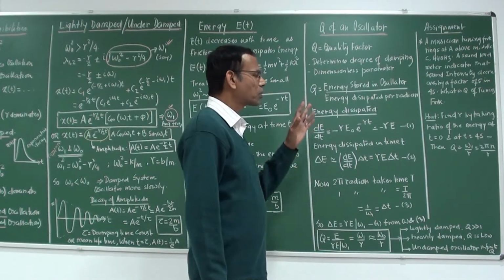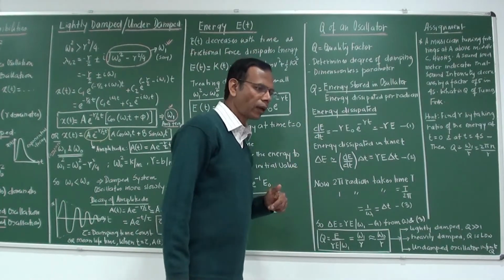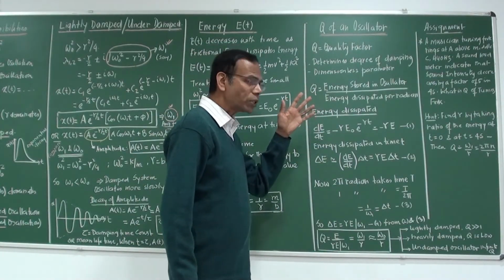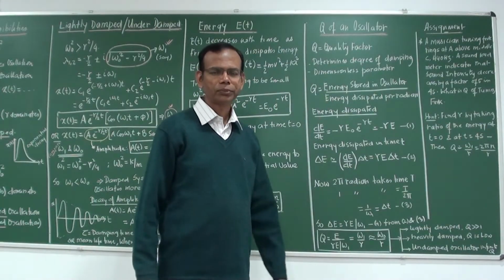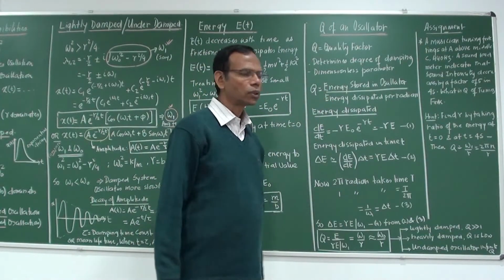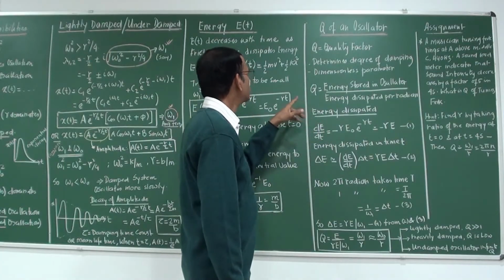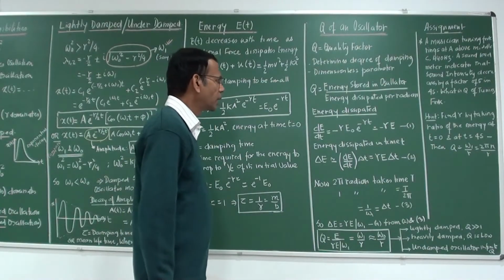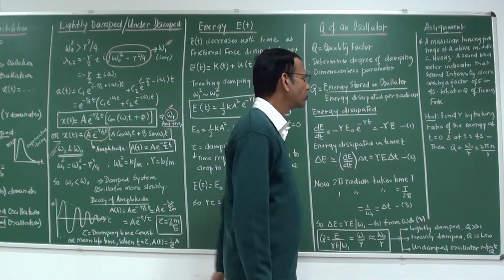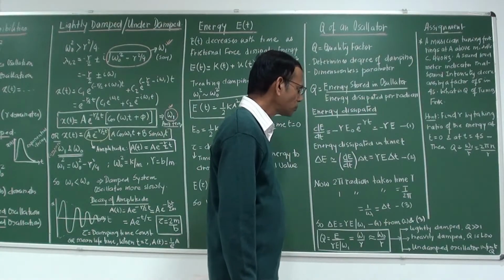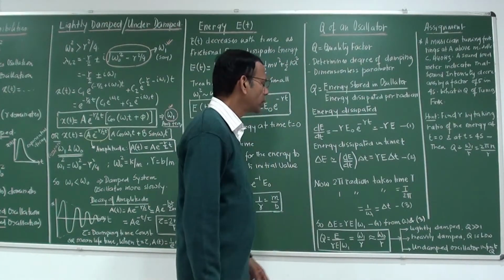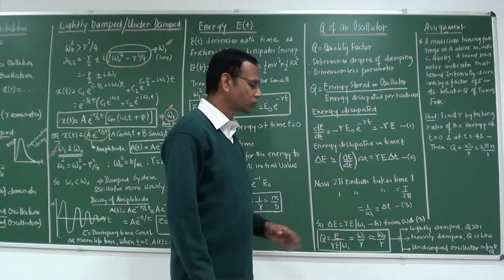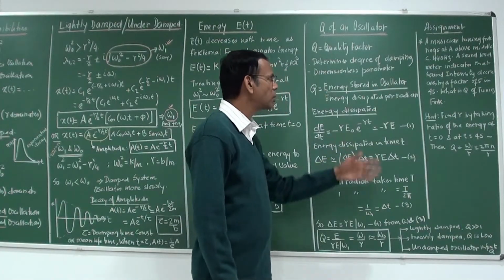Now, in all these problems, whenever you get a problem, how to attack it? First of all, you have to see which quantity it is talking about. So it is talking about energy. So just go to the energy expression, and from there you find out the value of gamma. The moment you find gamma, you can find the value of Q, which is omega by gamma. So this is how things are.